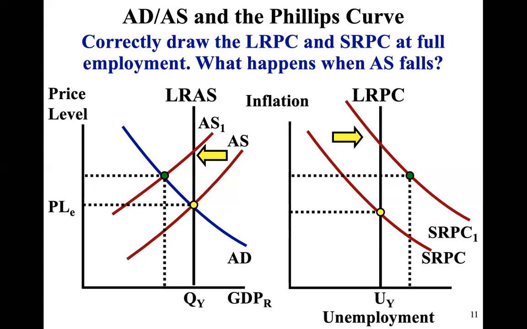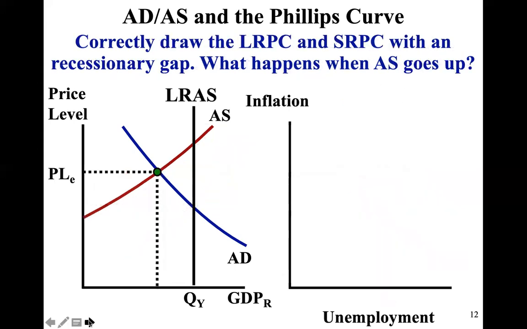Okay. So as you can see here, we're starting to establish a rule. When the aggregate demand curve shifted, we moved along the short run Phillips curve. Whereas when the aggregate supply curve shifted, we shifted the short run Phillips curve. Okay, let's try one more example here. We're starting in a recessionary gap.